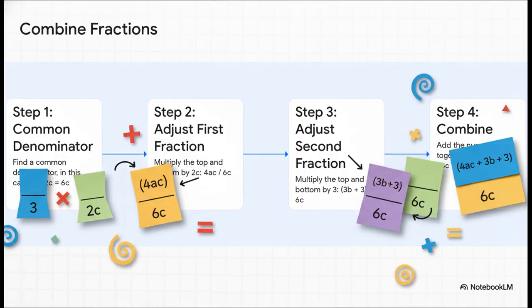And here's how you do it, broken down into 4 simple steps. Step 1, find that common denominator. Easiest way, just multiply the 2 original ones together. In this case, that's 6c.